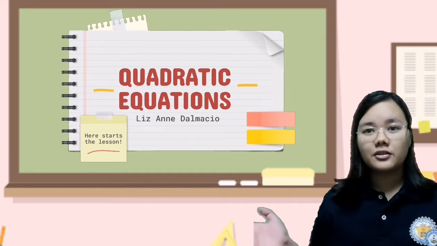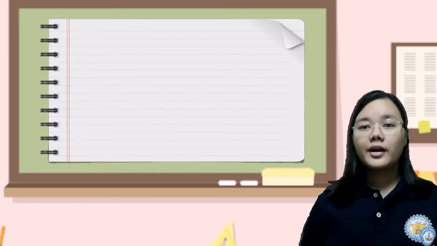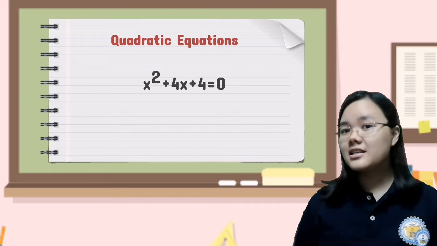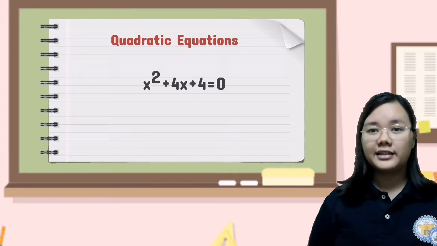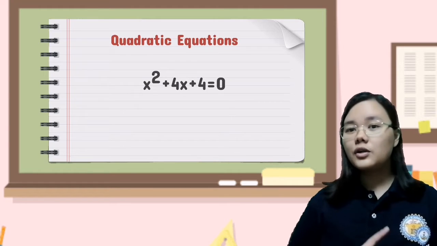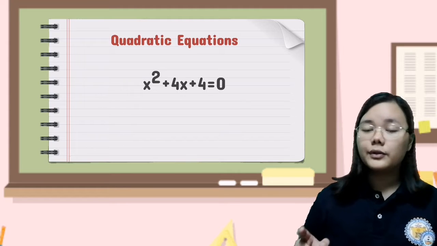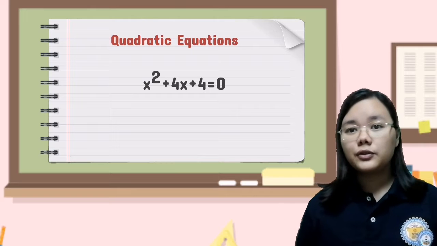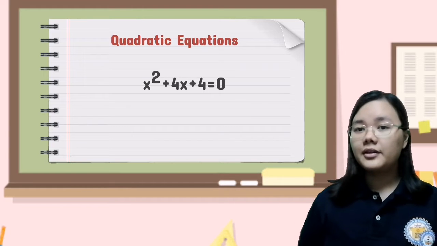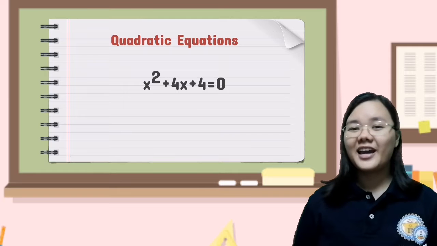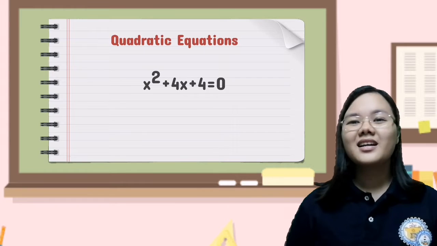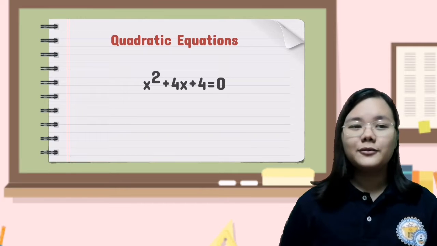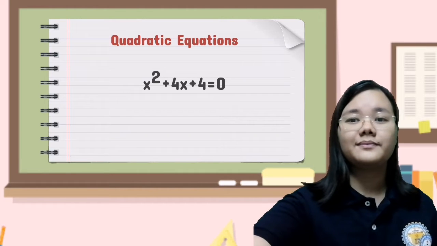See this equation on the board. X squared plus 4x plus 4 equals 0. This is an example of a quadratic equation. Did you know that you can solve quadratic equations to see its factors without using trial and error method? Yes, we can, I can, and you can. But first, we need to understand what a quadratic equation is.